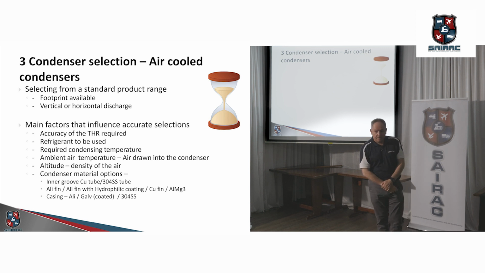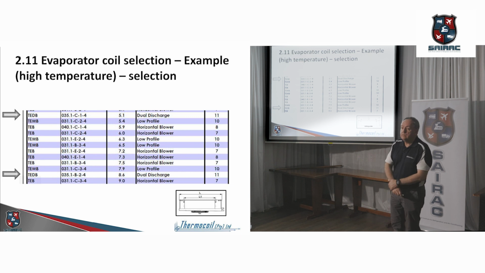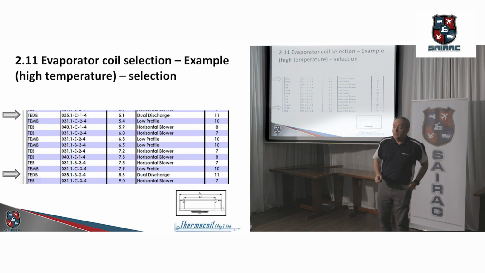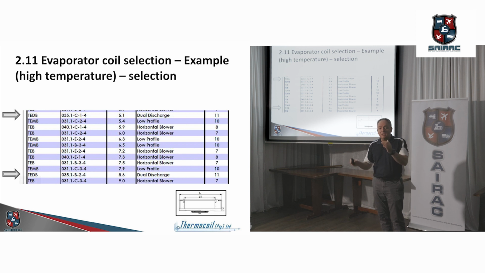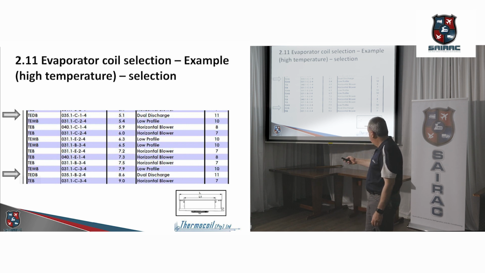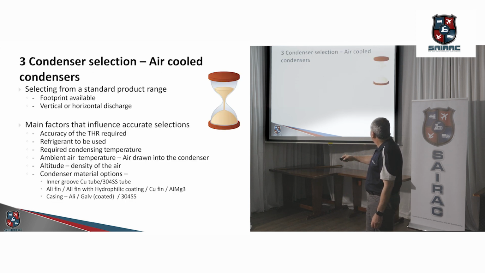Condenser selections. Yeah, sure. How did you get to the 8 degrees? The delta T of 8, lower than the room temperature. Well, it's just a combination of economy versus cost. You wanted the TEDB. Sorry. You wanted the TEDB. Yes.